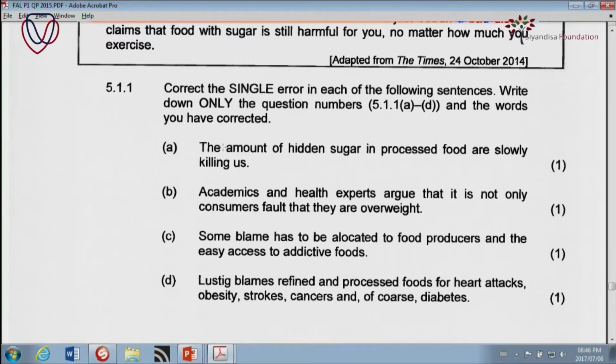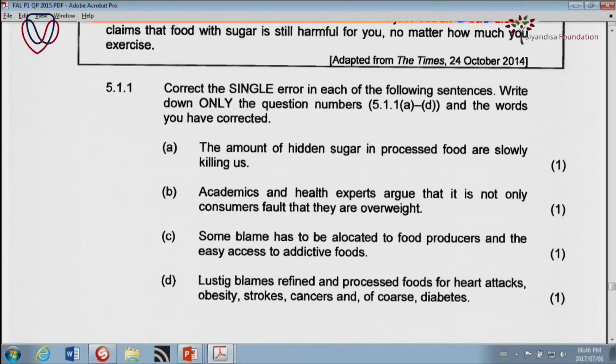Right, first one. The amount of hidden sugar in processed food are slowly killing us. Well, that one is fairly obvious. The amount is singular, and it should go with is, not are. I'm sure you spotted that, right?